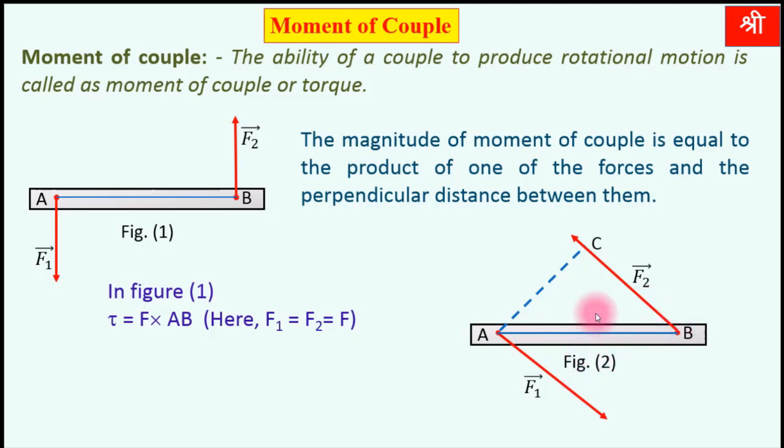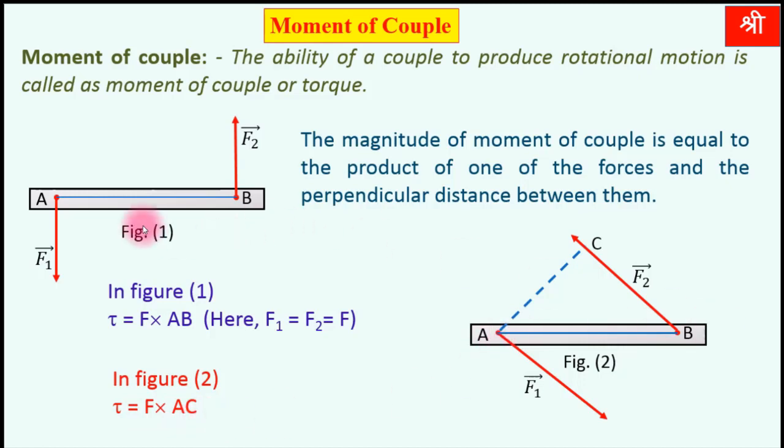So in this case, you will have to draw the perpendicular distance between the two forces. Draw this line AC. Now this line AC is perpendicular to this force F2. At the same time, this line AC is perpendicular to this force F1, because the angle between this dotted line and this force F1 is 90 degrees. Similarly, the angle between this AC and this F1 is also 90 degrees. Therefore, this line AC is perpendicular. Therefore, in this case, in figure 2, the torque will be given by the formula F into AC, not AB.